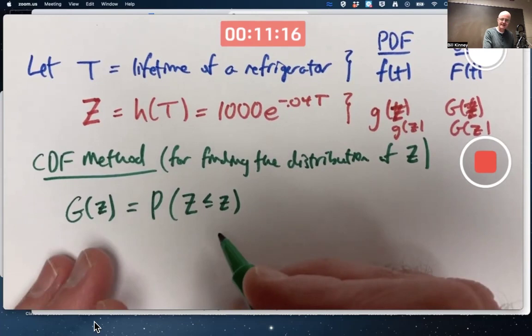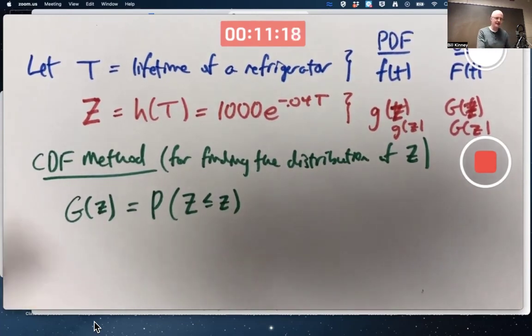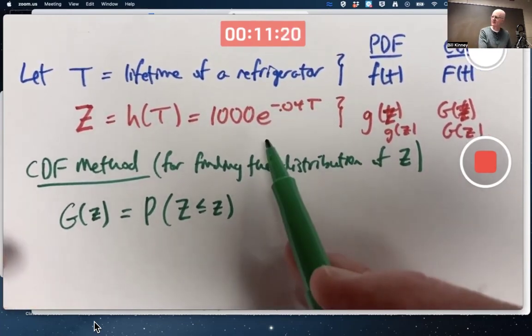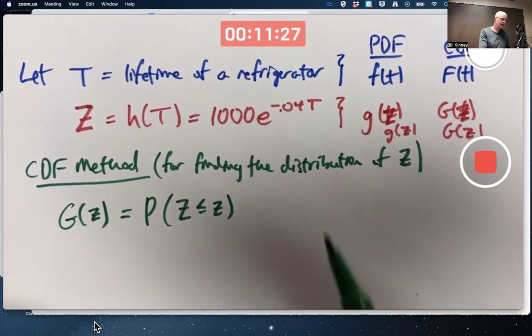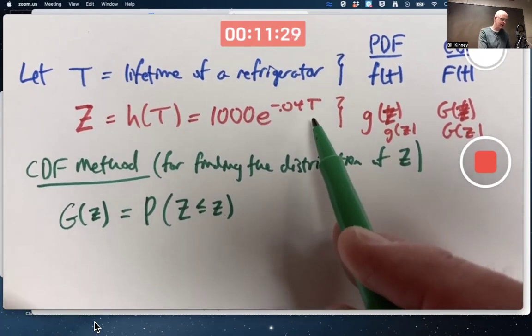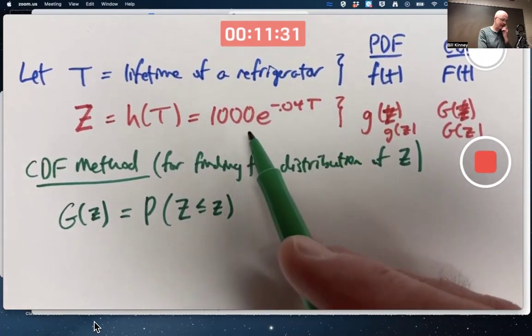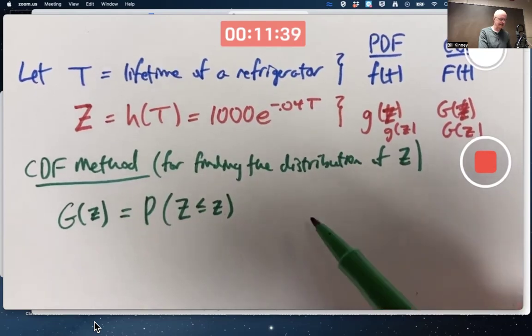But our variable here, Z, can take on any value between 0 and 1,000. T can take on any positive value if we allow it to be an exponential decay for the distribution of capital T. But Z has to be less than or equal to 1,000 and not negative either. Between 0 and 1,000 is the domain for Z.